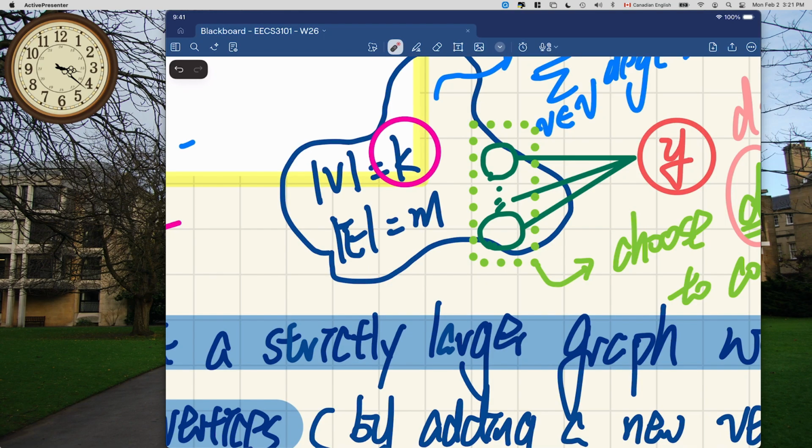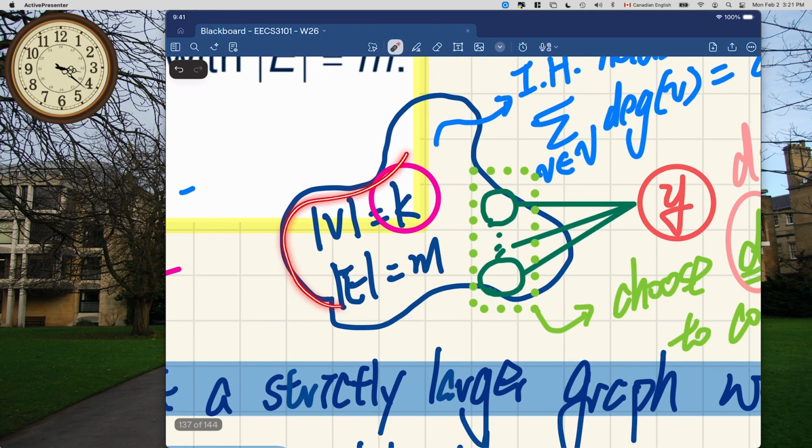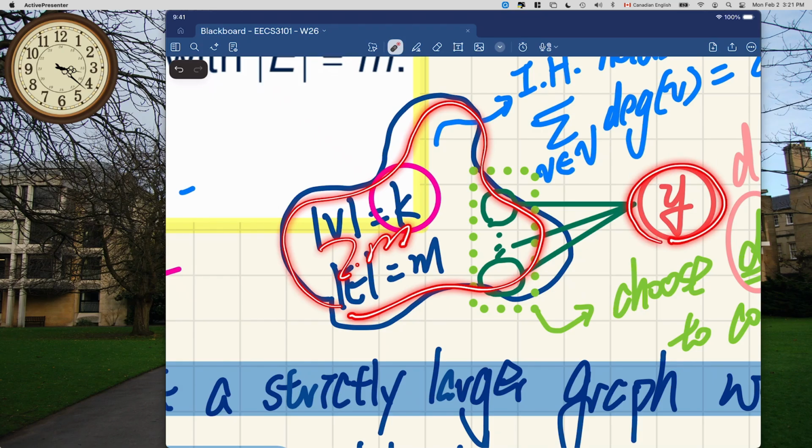Let me say it again, okay? So now we want to figure out this part here, the degree counts. We know that it's simply just 2 times n. We know pretty well. But having introduced this new vertex y, and also having introduced these d edges connecting d vertices, what will be the extra degree counts?